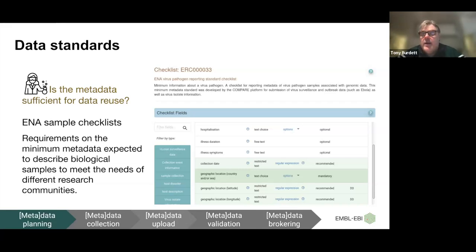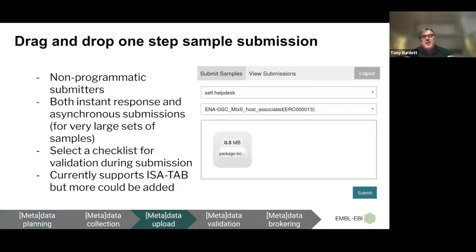The Darwin Tree of Life project, which is a biodiversity project in the UK, also does the same sort of thing, has agreed standards, checklists deposited in BioSamples database. The researchers out in the field collect metadata about their samples that are compliant with these checklists right from the word go. And that significantly reduces the sort of pain associated with curating metadata late in the day. So that's the first part.